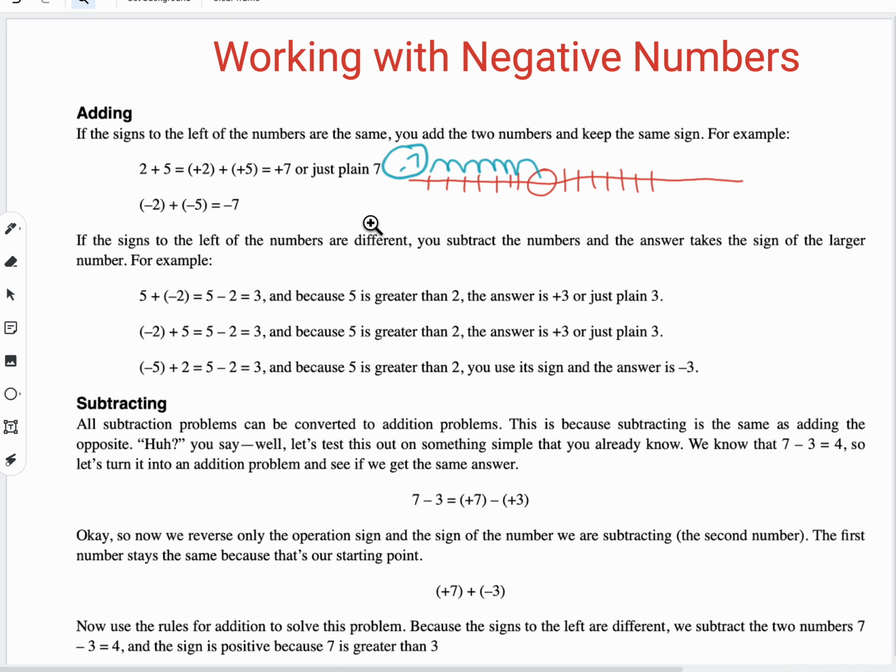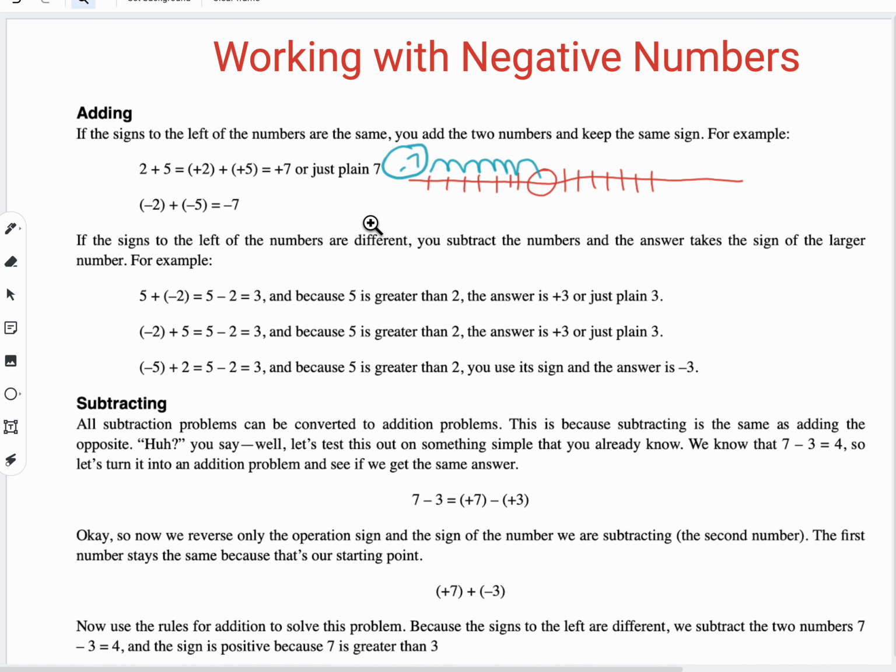Now if the signs to the left of the number are different, you subtract the numbers, the smaller from the larger, and the answer will take the sign of the larger number. For example, 5 plus negative 2 equals 5 minus 2, or 3. We take away 2 from 5, and because 5 is the greater number, it's greater than 2, and it's positive in this problem, the answer will be positive. The same is true for negative 2 plus 5. We'll take away 2 from 5 and keep the sign of the larger number here, which is 5 and positive. 5 minus 2 is 3, and we keep that positive sign.